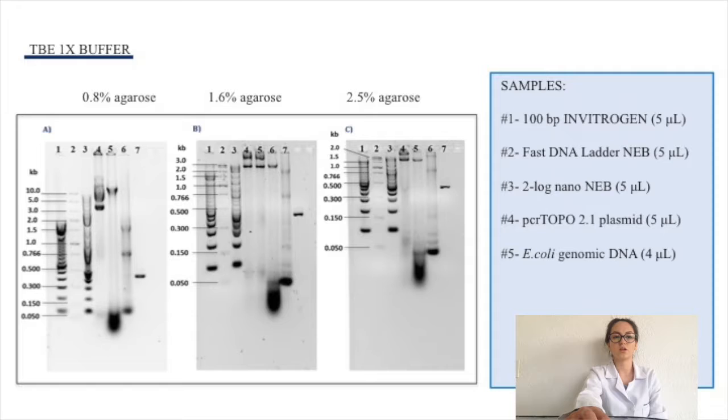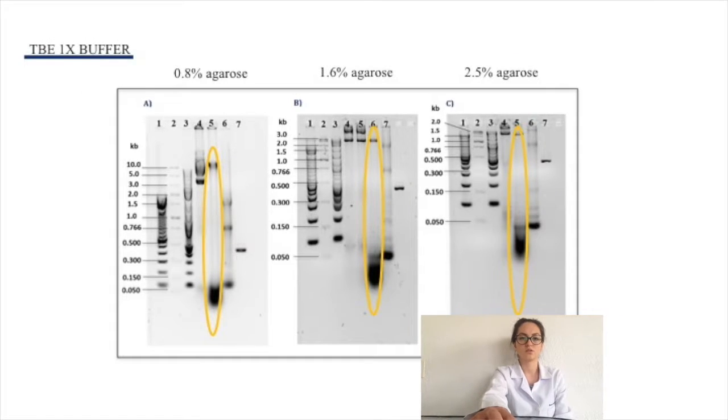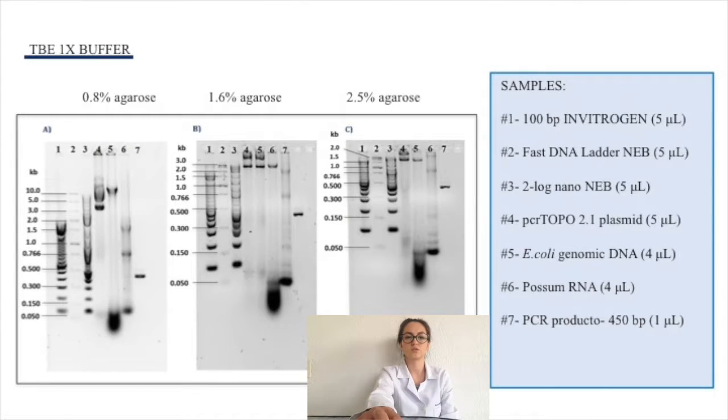Lane 5, E. coli genomic DNA, 4 microliters, and lane 6 for the 1.6% gel. Lane 6, possum RNA, 4 microliters, and lane 7 for the 1.6% gel. And lane 7, PCR product of 450 base pairs, 1 microliter, and lane 8 for the 1.6% gel.